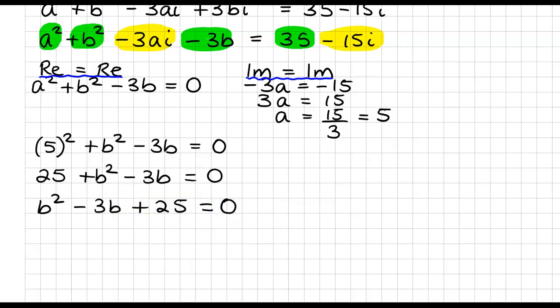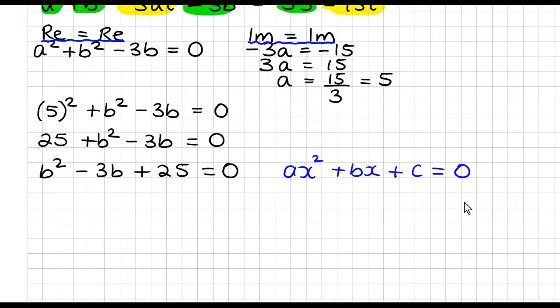Now all I was doing on this line was I'm realizing that this looks like a quadratic equation, and that's exactly what I do. Writing it in the form ax squared plus bx plus c equal to 0 to allow me to solve it. Okay.